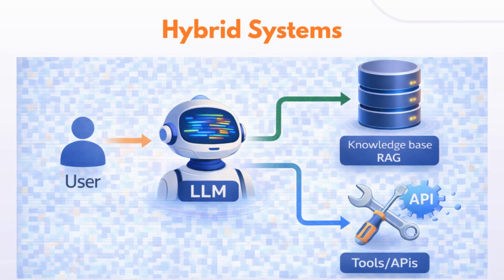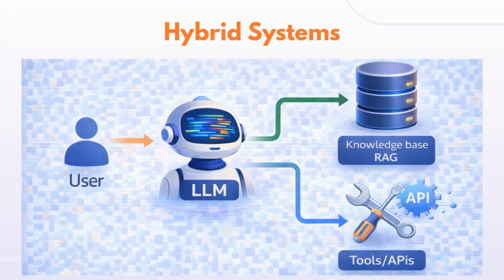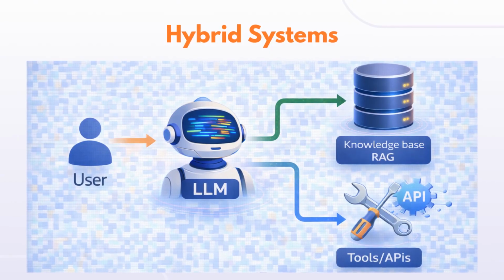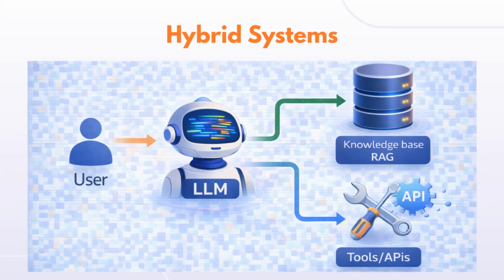Most real AI systems combine both approaches. The model retrieves knowledge from documents when necessary, and it calls tools when actions or live data are required. This hybrid architecture allows AI assistants to handle a much wider range of tasks.